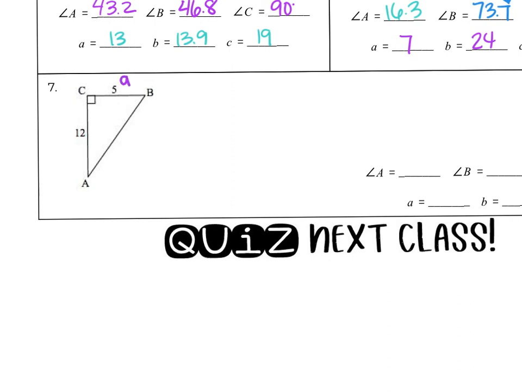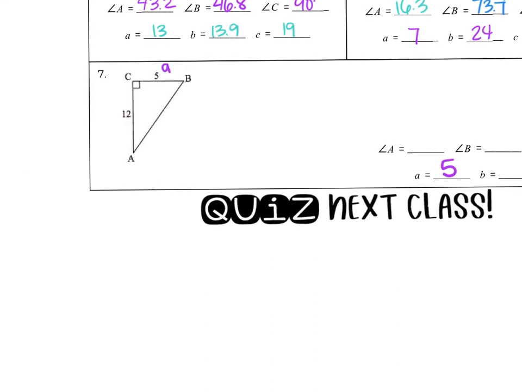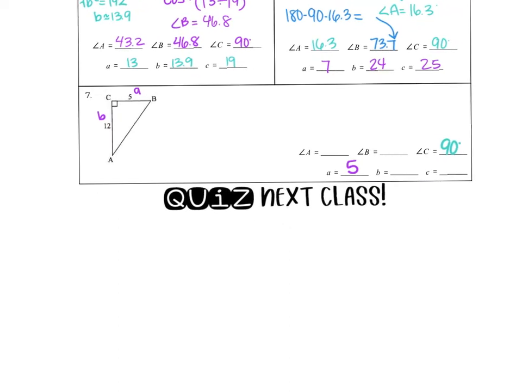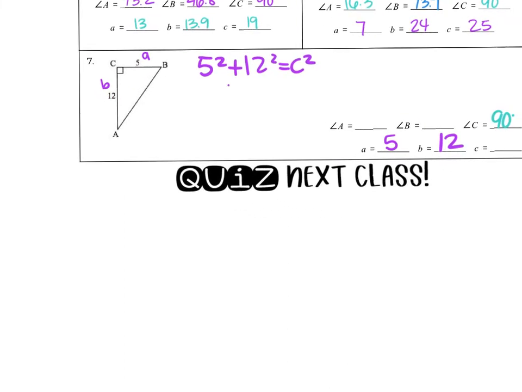Remember, you can also think of the letter that's not included. So A is 5. B is what then? 12. So we needed to find C, or the hypotenuse. So we would do our 5 squared plus 12 squared equals C squared. And Grace told me that was 169. And then we don't forget to take the square root.